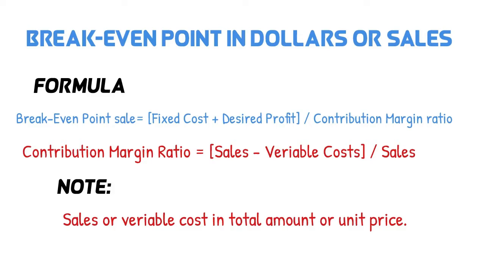Second point, contribution margin ratio, is calculated as sales less variable cost, divided by sales. Note: in the calculation of the contribution margin ratio, we will use total amounts for sales and variable costs, or unit price for sales and variable costs. But the contribution margin ratio must be the same. This point will be clearer in the example. Now you must note the formula at this time.